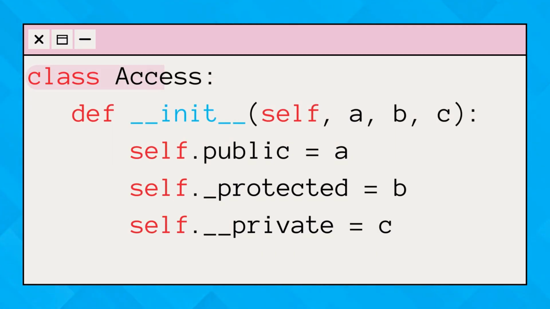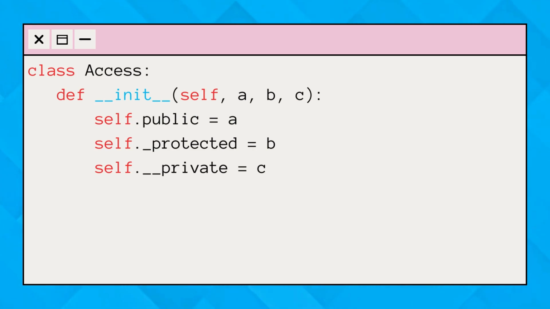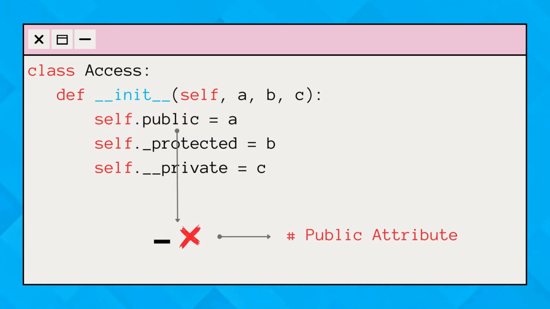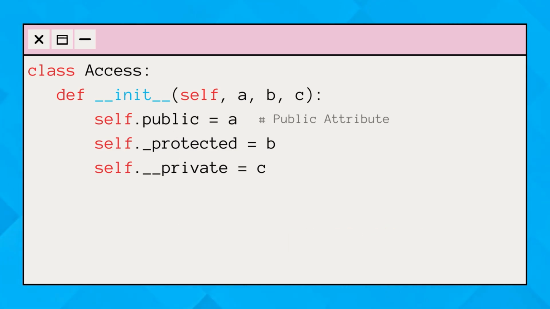Consider this example. We can see a class named access is defined with a constructor method that takes three parameters, A, B, and C, along with the self. Now here's the main part. First off, we can see the value of A is assigned to the instance variable public. Since there are no underscores before the variable name, it is considered a public attribute. It can be accessed from anywhere, both inside and outside the class.